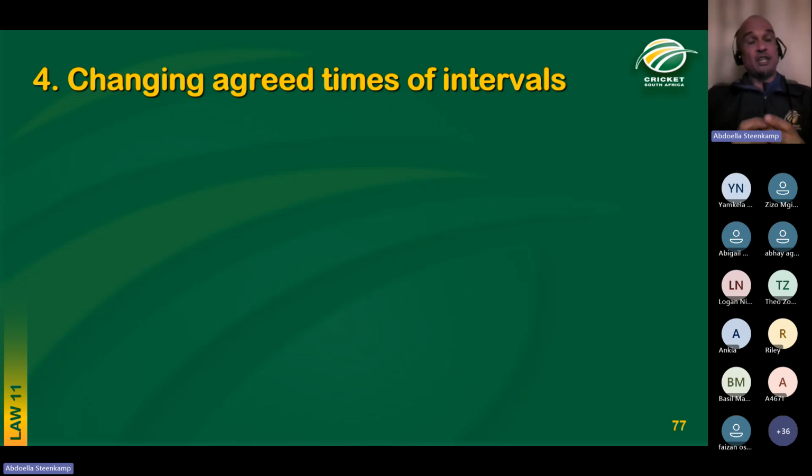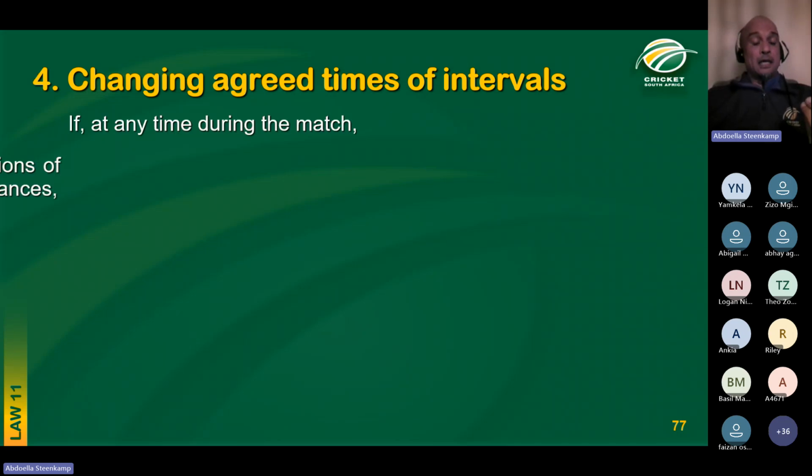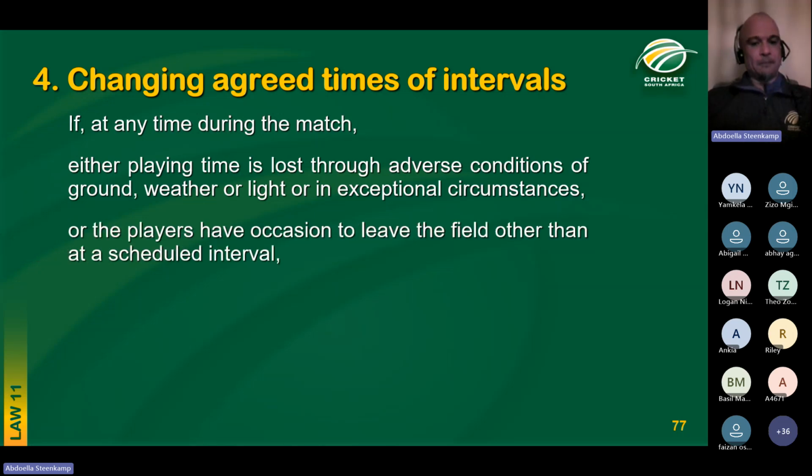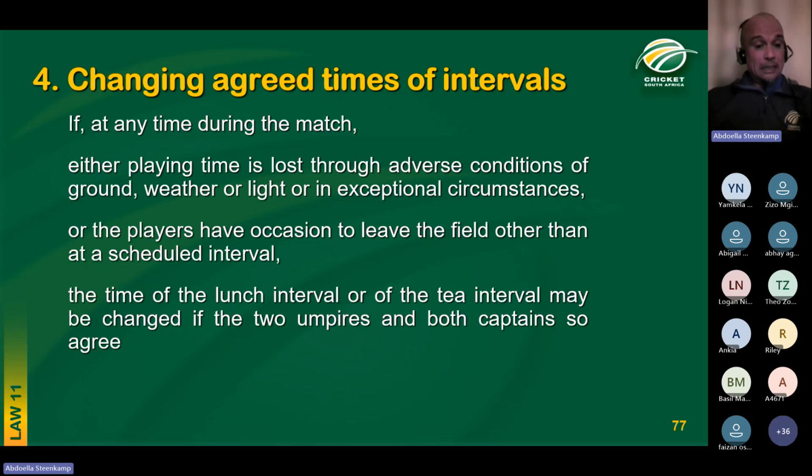Before I get to what flexibility they build into the lunch interval, they decided to incorporate this clause in the law: if at any time through adverse conditions, whether it's ground, weather or light, let's say it's dark or it's raining, those are my two examples, and players need to leave the field, the law allows for your lunch or your tea interval to be adjusted, to be changed. But you need the consent of the two umpires and both captains.